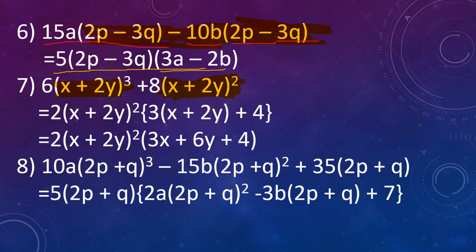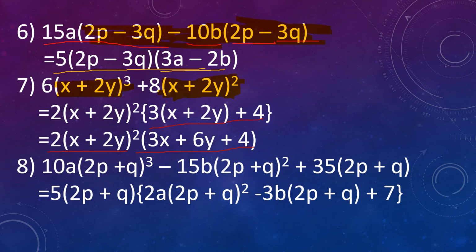Use curly bracket. So you are left inside the bracket 3 times x plus 2y plus 4. Now simplify this curly bracket in the next term. You will get 2 times x plus 2y whole square and 3x plus 6y plus 4. The other one is a trinomial.